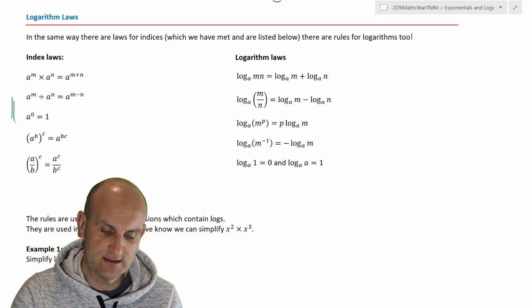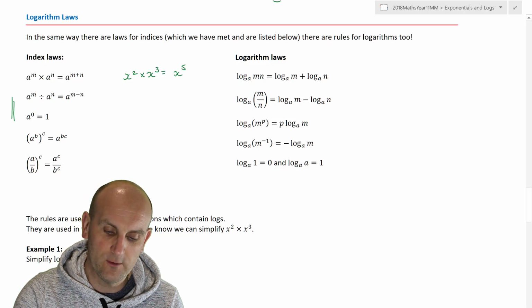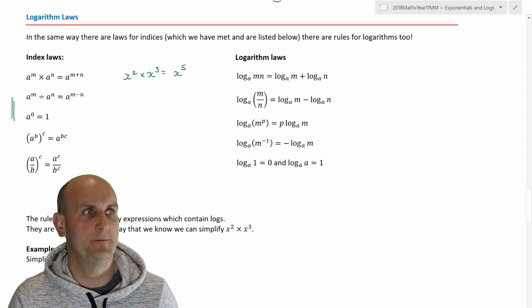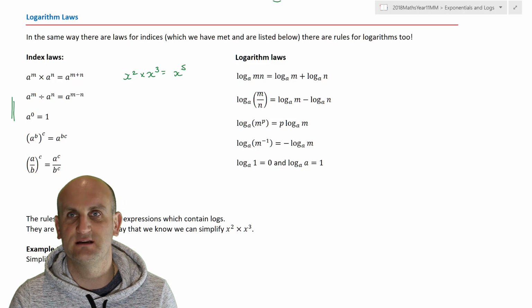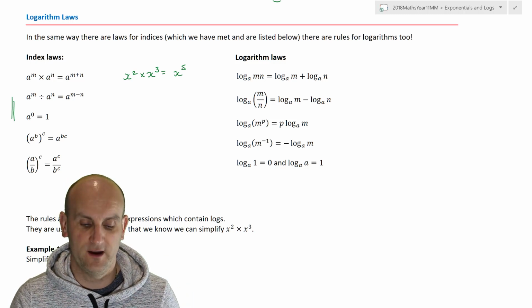But just to give you an example, if we had x squared times x to the power of 3, hopefully everyone here would know that they were x to the power of 5. All you did was use a rule, a shortcut, something that we knew could make the process simpler, rather than writing out x times x times x times x times x, and knowing that there are 5 x's.